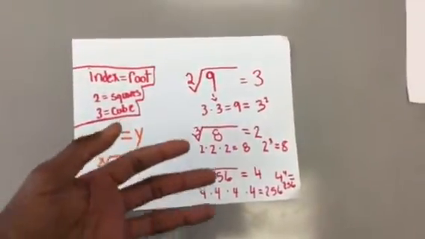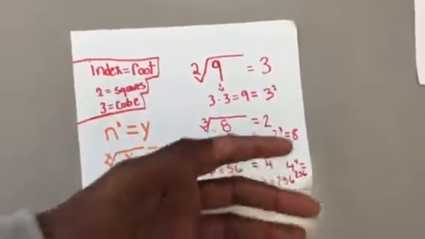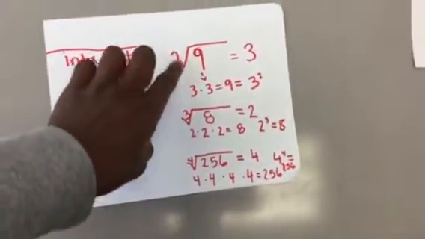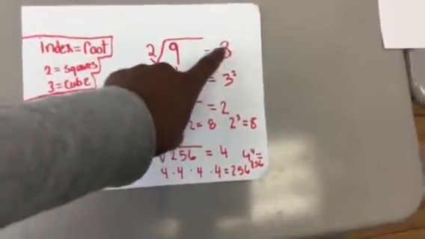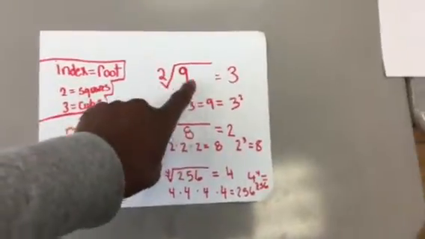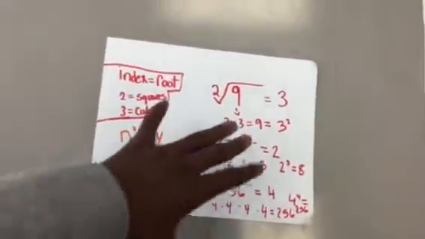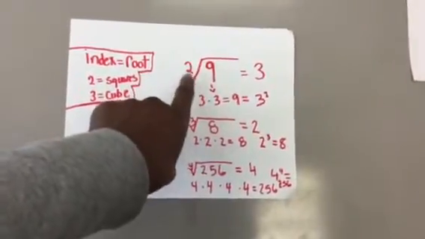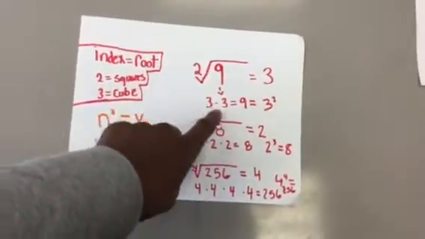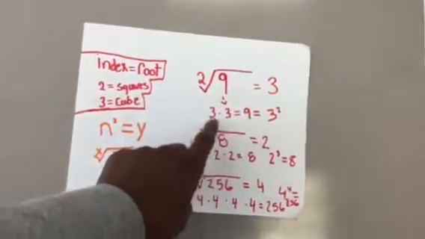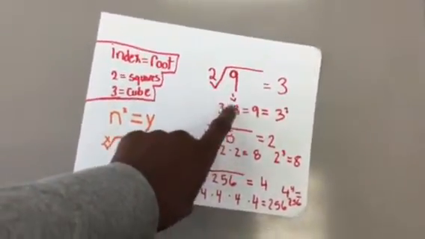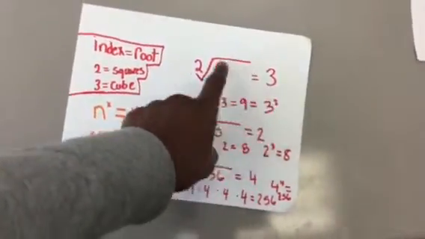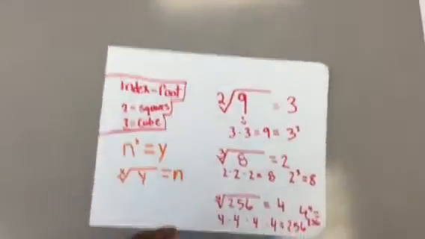One way that we found it easier to understand is that the index is the number of times you would have to multiply this number by itself in order to get this. It might seem a little confusing, but once I show you right here, it's going to be simple. This number right here would be 2, which is square root, and then 3 right here. So you have to multiply 3 by itself 2 times in order to get 9. And also 3 squared is equal to 9. And that's one way to prove it.